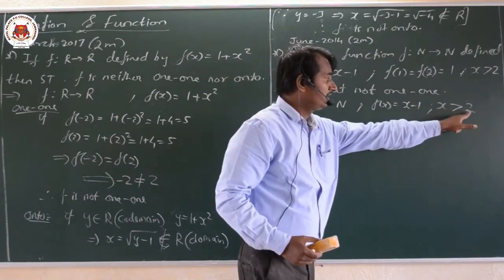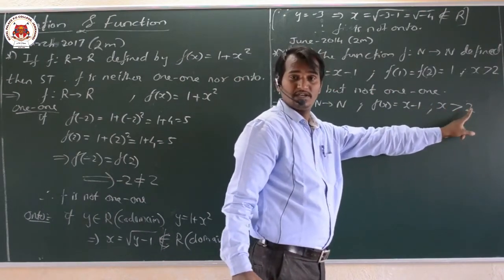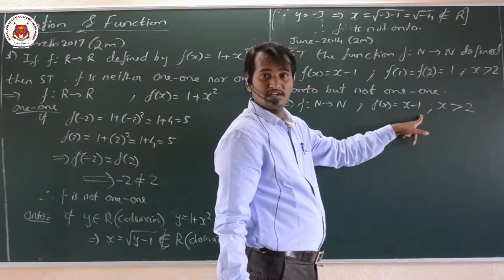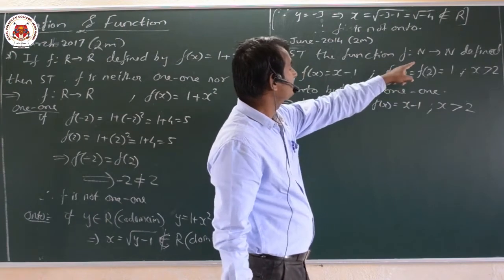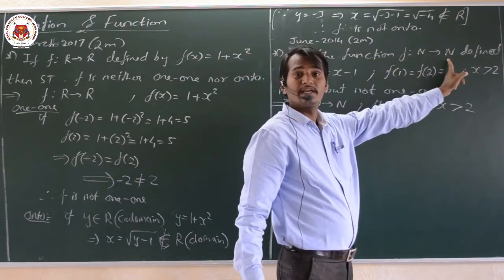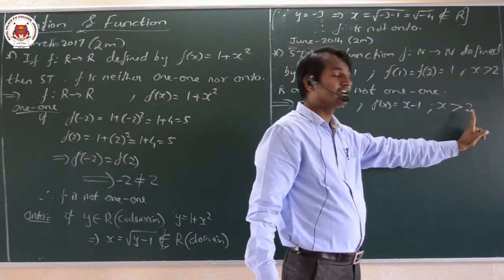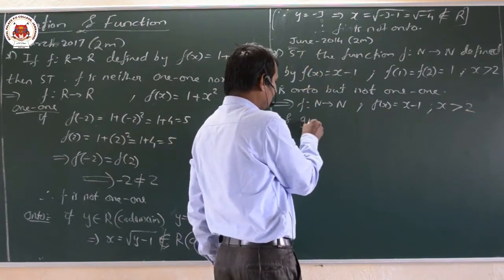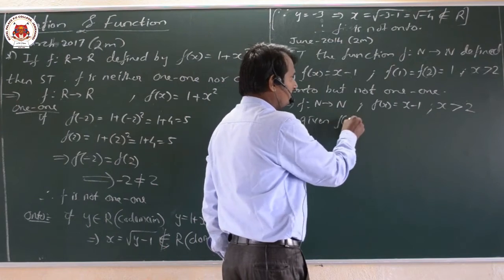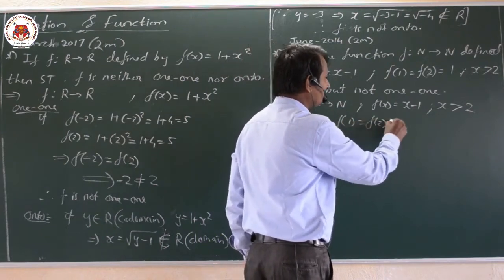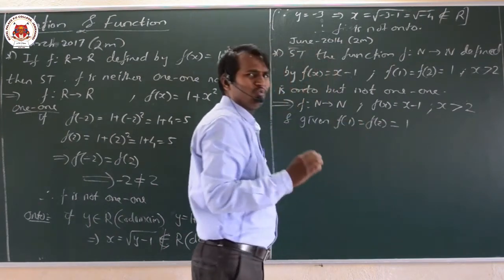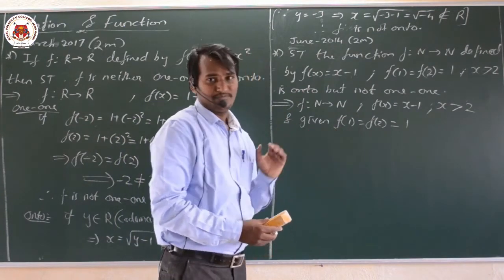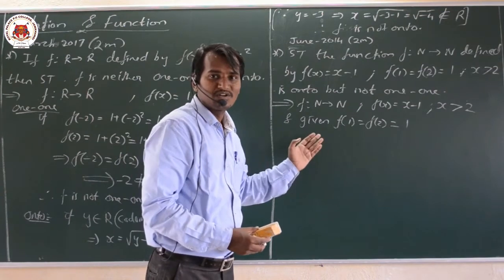If it is equal to or less than 2, what happens? For example, 1 minus 1, f of x equal to 0. The domain he has given is from N to N. That's why he has given x greater than 2. And also he had given f of 1 equal to f of 2 equal to 1. Now one can easily verify that it violates the 1-1 rule. It violates the 1-1 rule. So why?